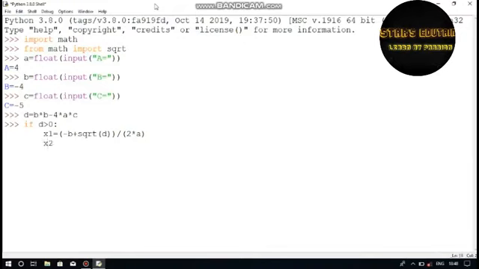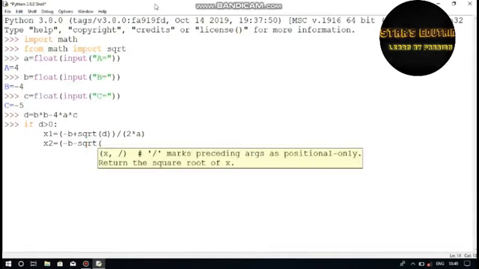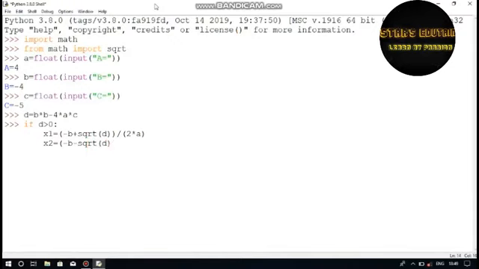And in the same way, I want to give x2 equals minus b minus the square root of d, in the same sense also divided by 2 into a.